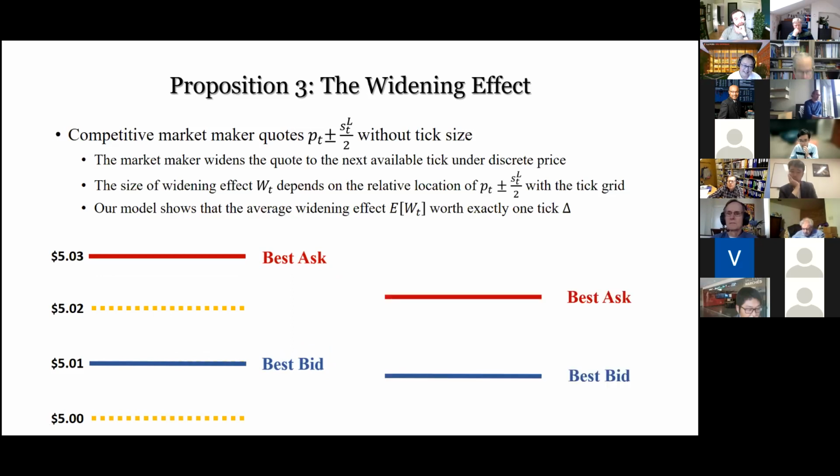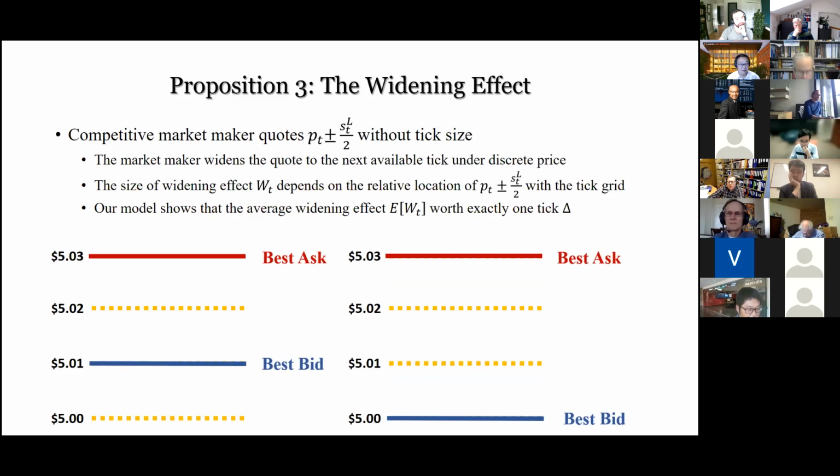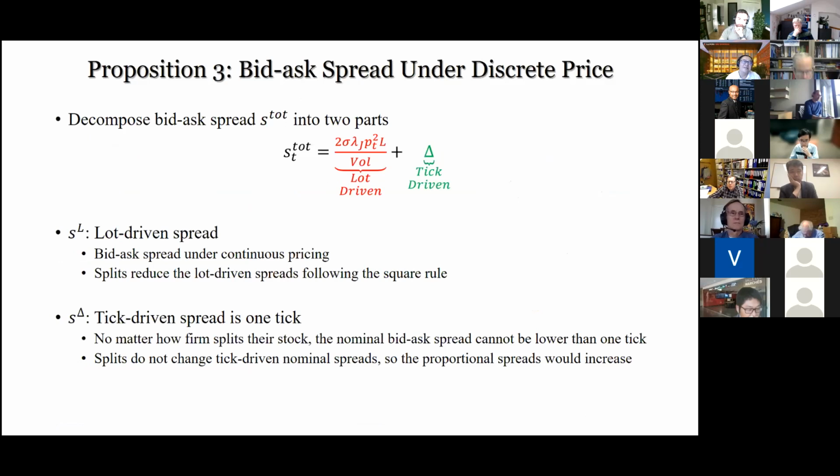So let's look at the same continuous price bid-ask spread, and let's say the pricing grid looks like this. Then the bid-ask spread becomes 3 cents. So our model shows the average widening effect is exactly 1 tick. So what does that mean? That means, what's the difference between the continuous price bid-ask spread and the discrete price bid-ask spread? The difference, on average in expectation, is 1 tick.